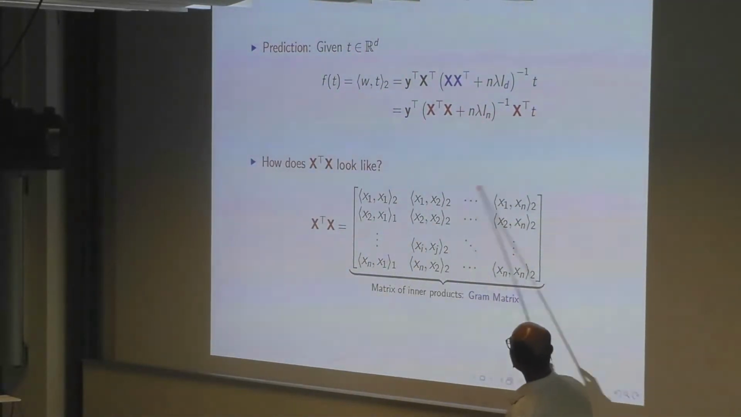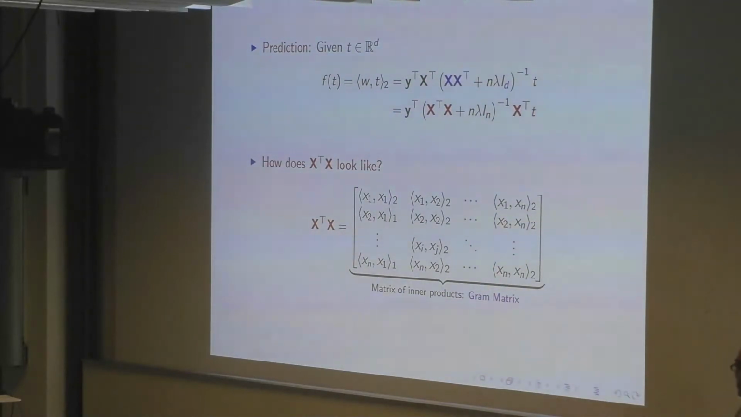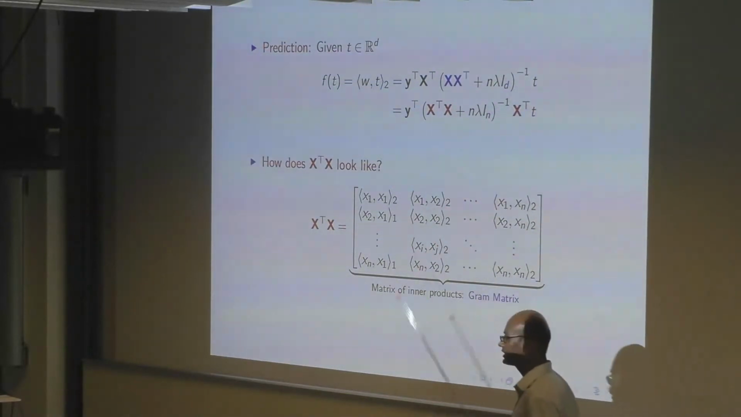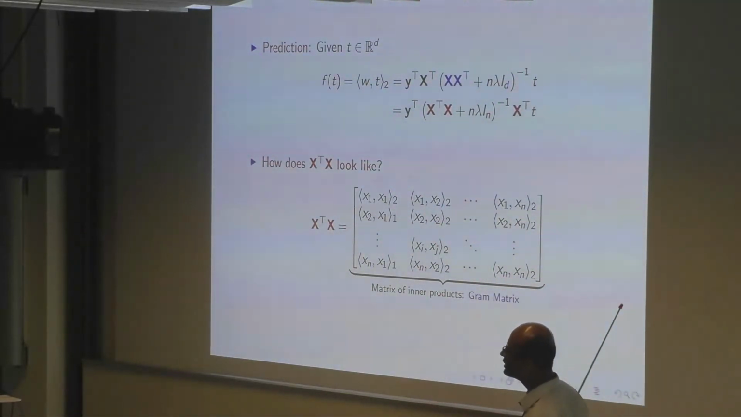The X transpose X is basically the matrix of these inner products. The matrix of inner products we call a Gram matrix, or the kernel. I don't call it a kernel matrix now because we haven't seen kernels yet.